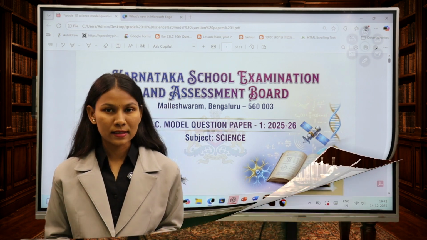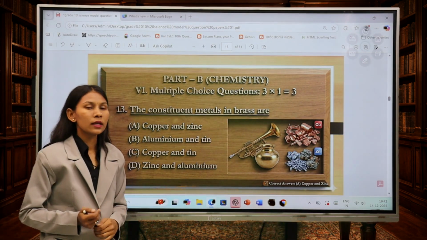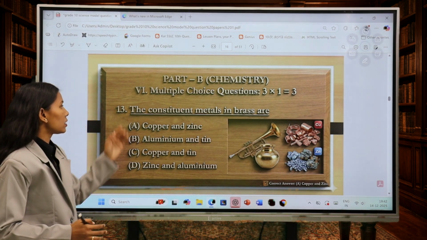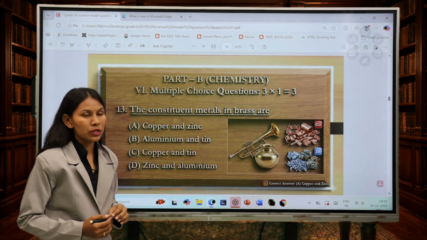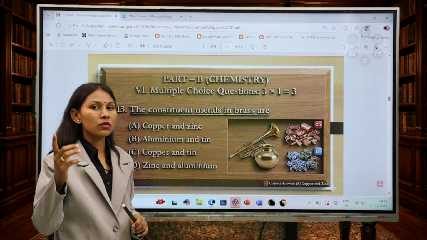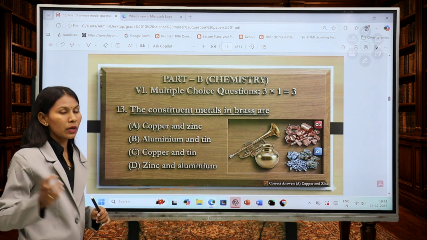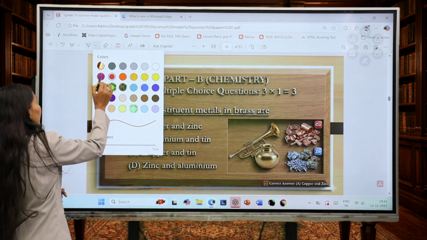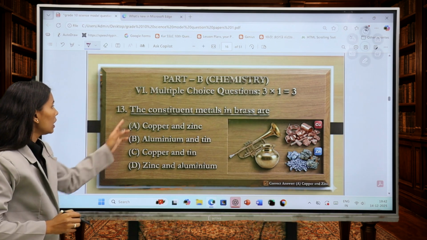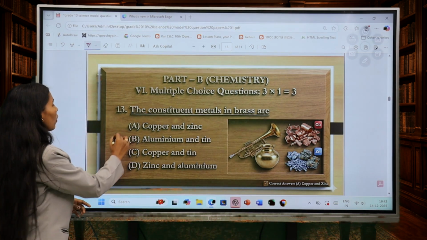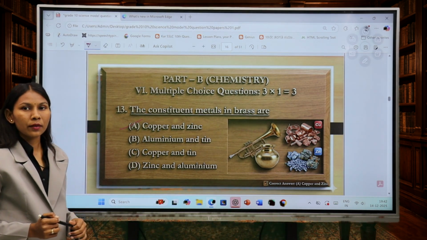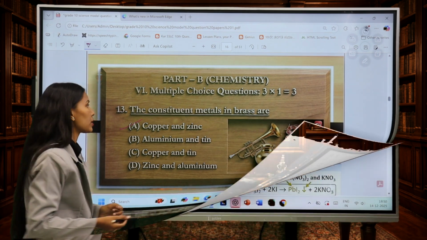So let's get started. Part B, chemistry. This is the multiple choice questions section. We'll be having 3 questions of 1 mark each, in total 3 marks. So easy questions are there. The answer for this will be copper and zinc. Okay, so let's go to the next question.